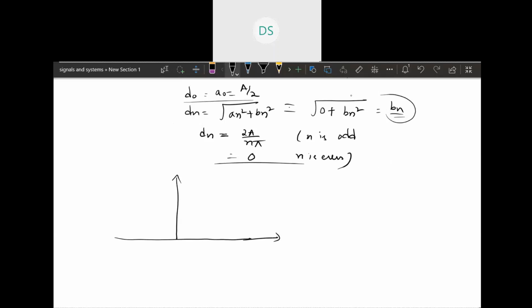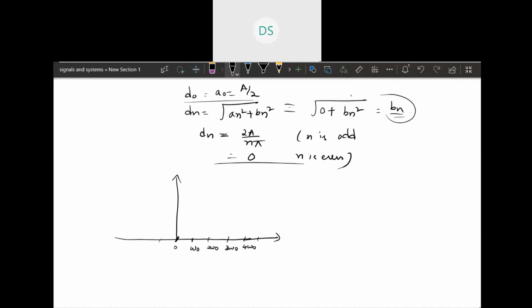For every frequency component: first frequency component, second frequency component, and third frequency component, you have to draw like that. This is 0, this is 1 omega naught, this is 2 omega naught, this is 3 omega naught, and 4 omega naught, and so on. There are no negative frequency components, because n is varying only from 1 to infinity, not from minus 1 to infinity, so you have to draw on this side.